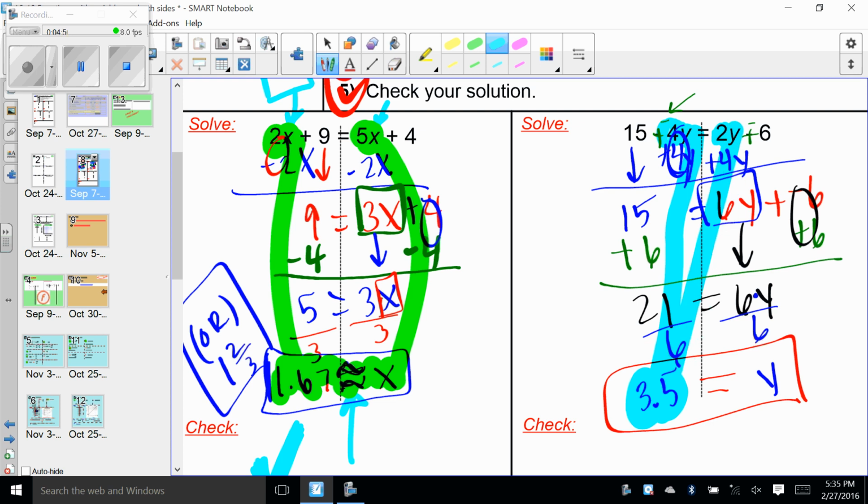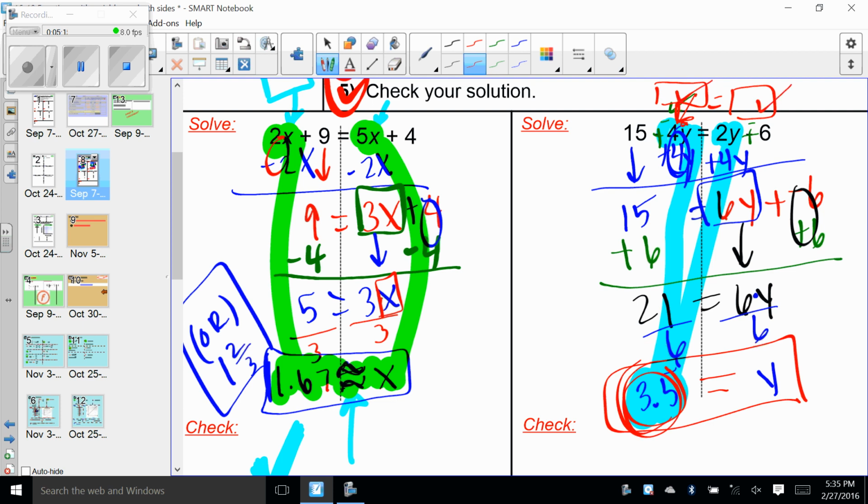So go ahead and pick up that calculator. On the left-hand side, you have 15 plus negative 4 multiplied by 3.5. All right, there's our answer. Get your answer there. And on the right-hand side, we're going to go 2 multiplied by 3.5 plus negative 6. And check out those answers. They have to be very close. They might not be perfect because sometimes with decimals they aren't, although this one we did not round, so it should be perfect.